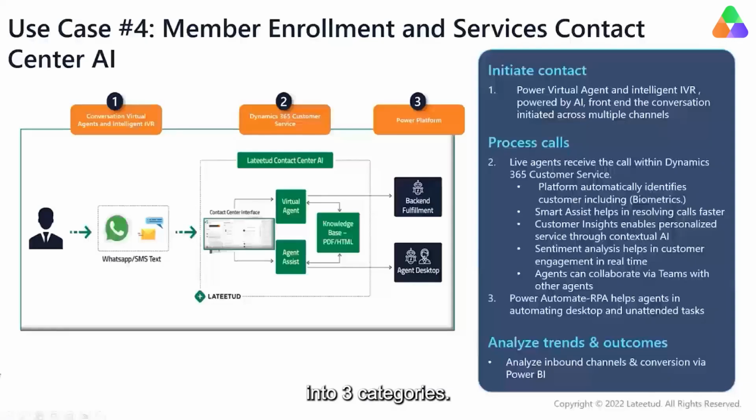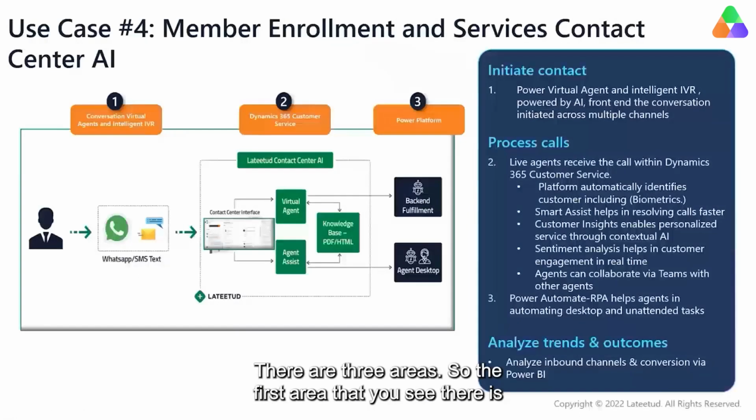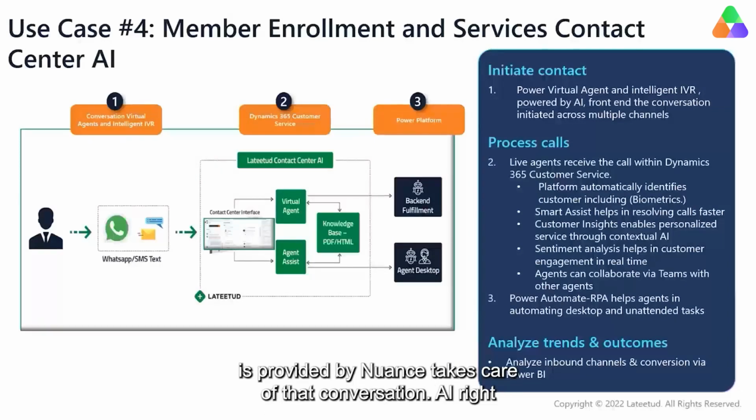So I have divided that into three categories, three areas. The first area that you see there is the front end where you're interacting with the customers. So the Power Virtual Agents and Intelligent IVR, which is provided by Nuance, takes care of that conversation AI, right? Where automatically things get resolved and the context is set and the customers get personalized care.